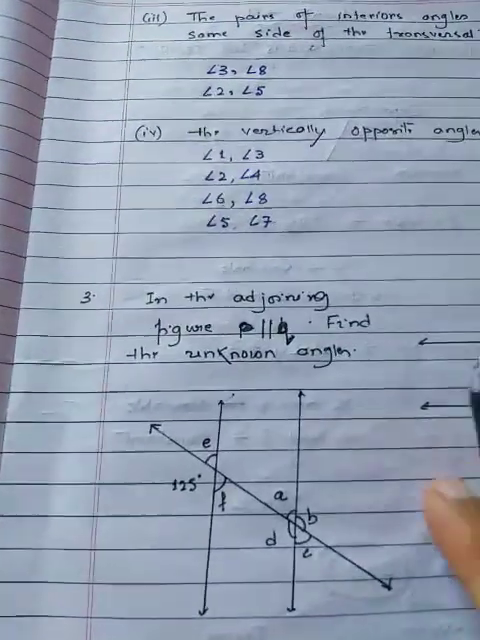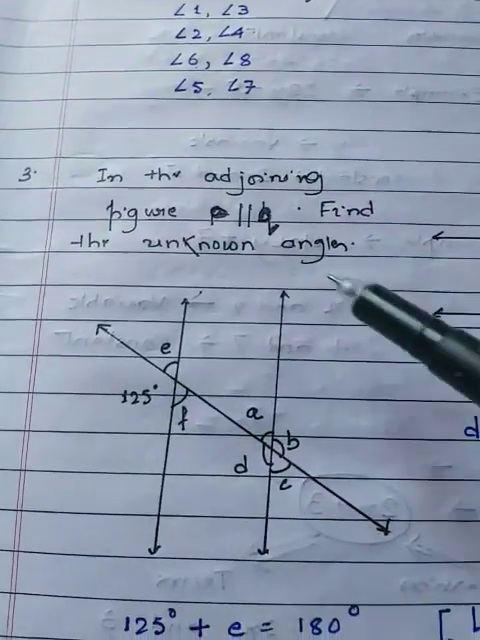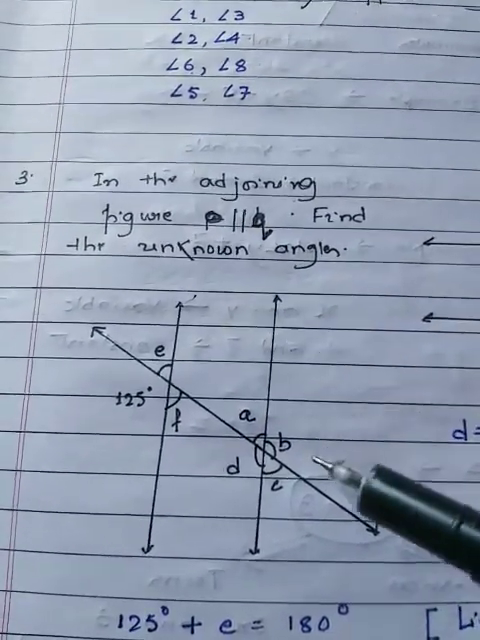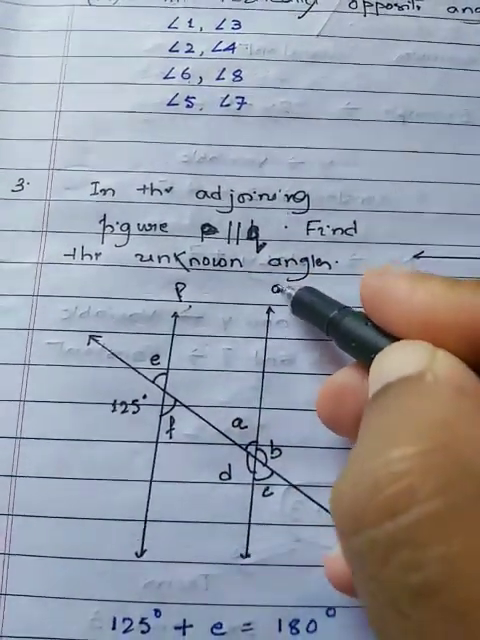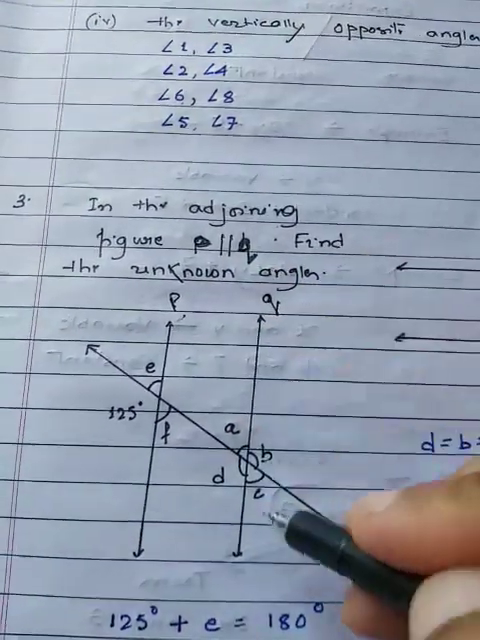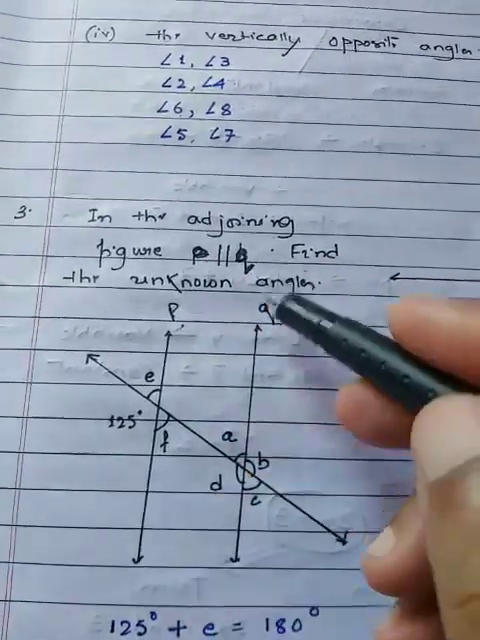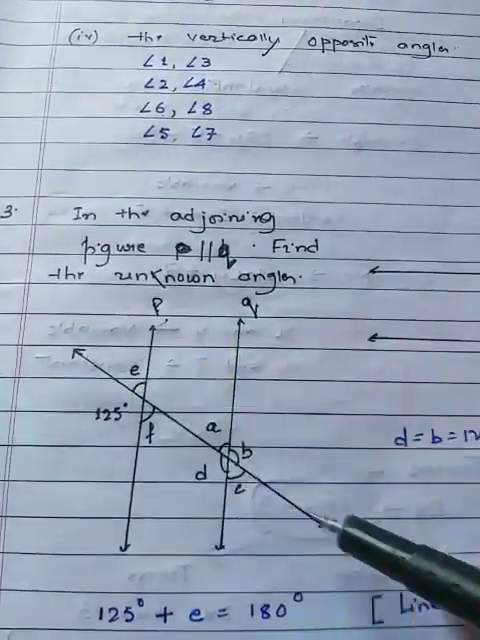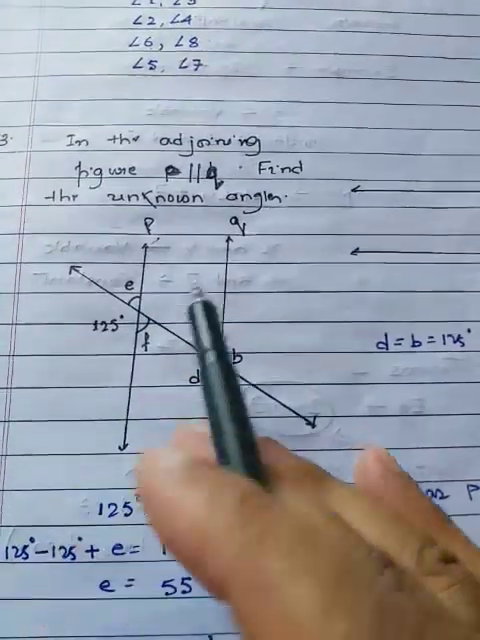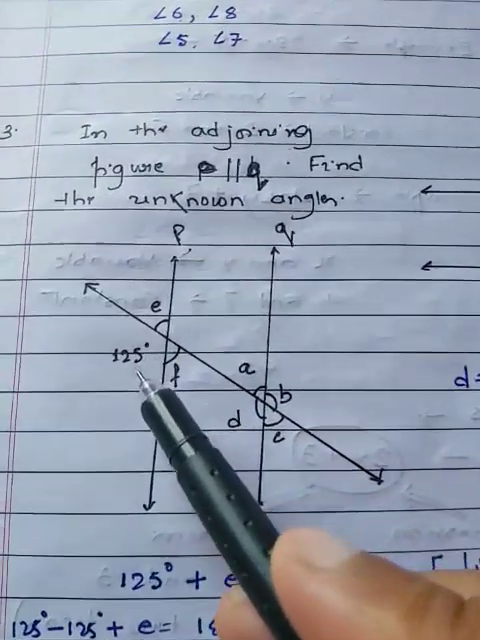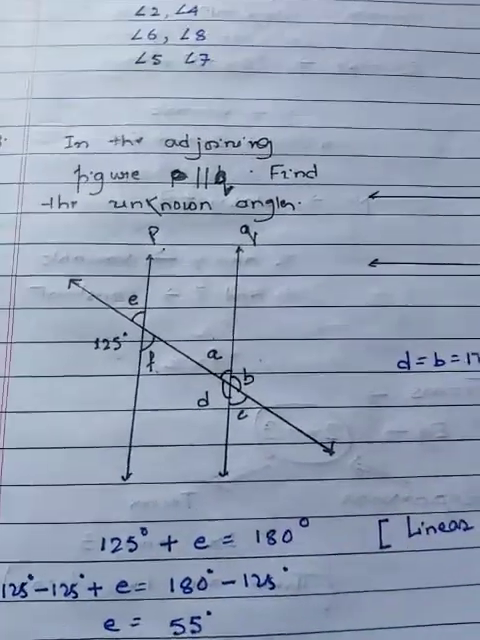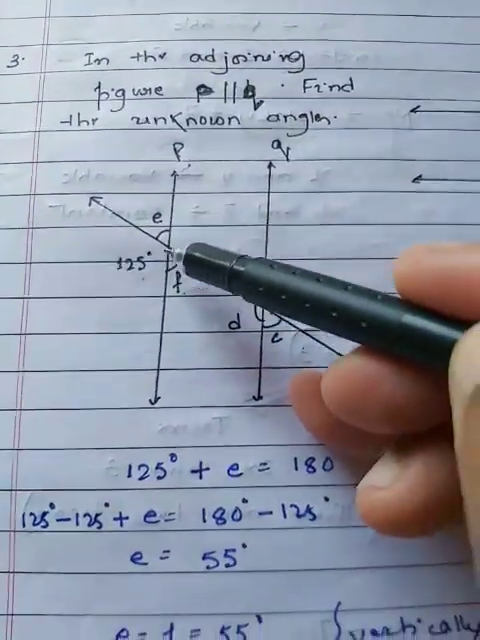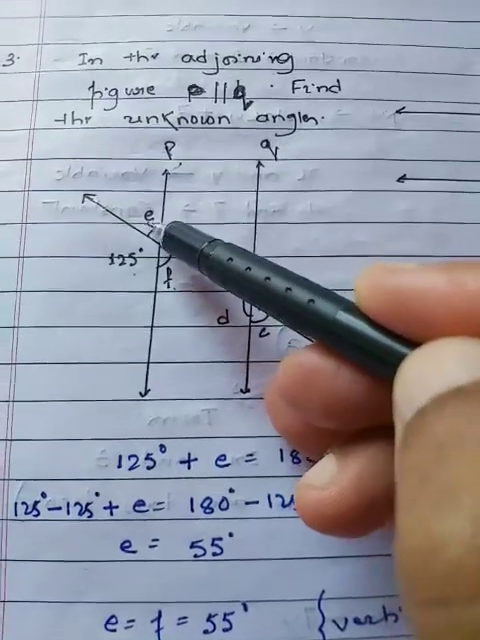Now let's talk about question number 3. In the adjoining figure, this line is P and this line is Q. So P and Q are parallel to each other, and this is a transversal line. They have asked to find the unknown angles. Only one angle is given, 125 degrees, and they have asked to find E, F, A, B, C and D. Okay, now the first thing that I have found is E.